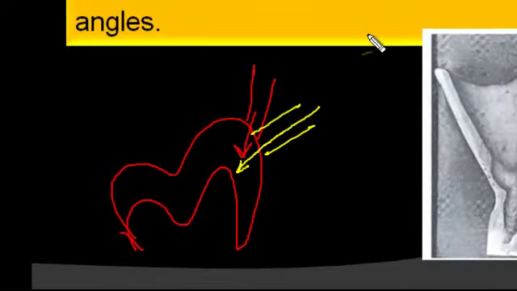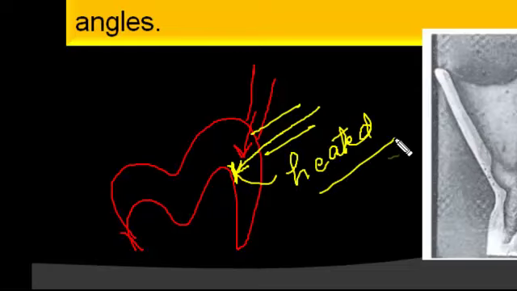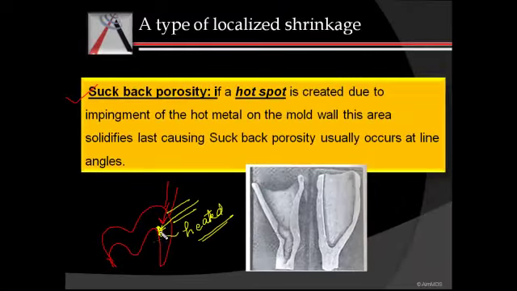Now if the molten metal that is flowing inside the mold cavity hits onto the opposite wall, this wall gets heated and a hot spot is created at this particular point, and this is the area that will solidify last. Before, in the previous slide, we have seen that if the molten metal is not able to reach the area wherein the solidification takes place last, there will be a porosity remaining in that particular area. So because of this, suckback porosity can occur in the areas wherein there is a hot spot created.